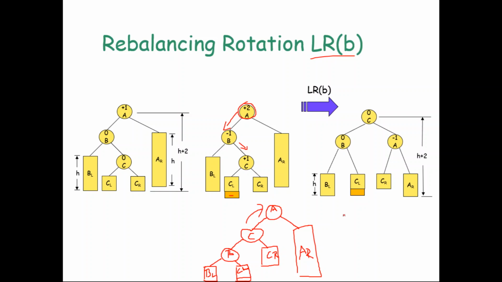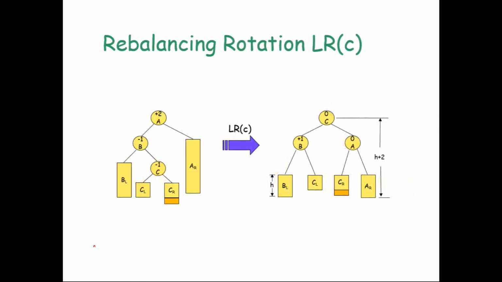But when A comes down, or when C becomes the root, where will this CR go? CR will become the left child of A. So this is how CR becomes the left child of A, and there are no other changes. C will become the root, and C's left child is B, and B's left child is BL, B's right child is CL, right? So this is how the second case of rotation happens in LR.